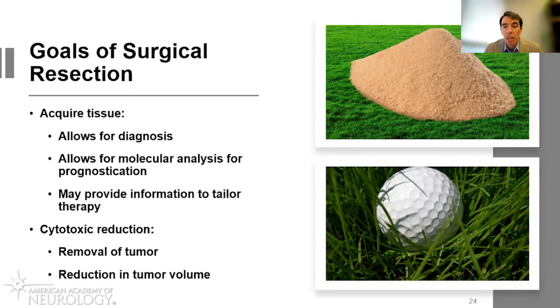We also want it for molecular analysis. In the next section, which I'll go over, molecular analysis is increasingly important in making a diagnosis. We do gene sequencing to really know what type of tumor this is, and this has therapeutic implications. We use the molecular analysis, the gene testing, to guide treatment. So that's the most important thing that we do up front for these patients. And then in some patients, we consider cytoreduction. That's removal of tumor or reduction of tumor volume.